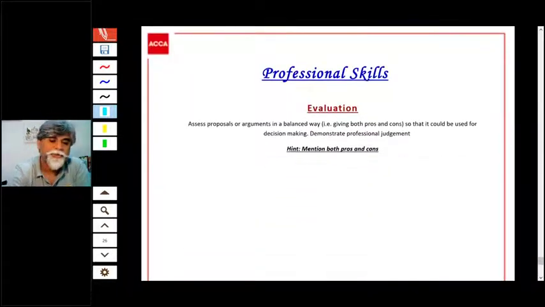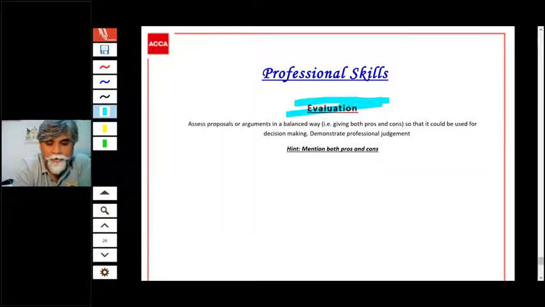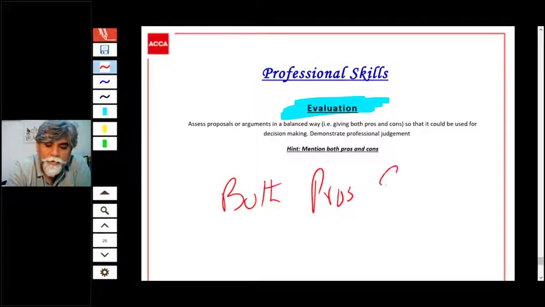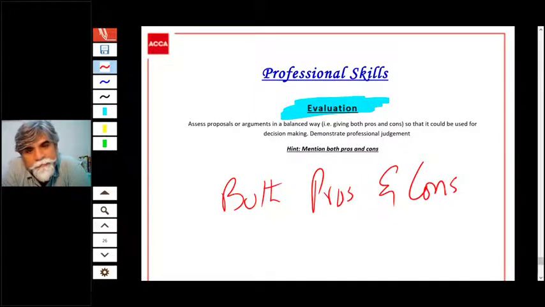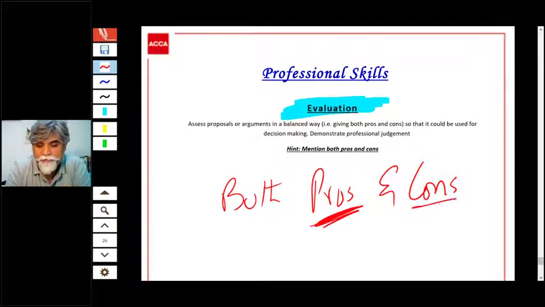Right. The second thing in this question is a professional skill called evaluation skill. Very, very important concept, evaluation skill. It simply means you need to cover both pros and cons in your answer. Whenever the examiner wants you to demonstrate evaluation skill, you are supposed to give a balanced argument, and a balanced argument in layman language means you need to cover both the pros and cons of the proposed strategy. So as long as you talk about both positives and negatives, you will get full marks for evaluation skills.